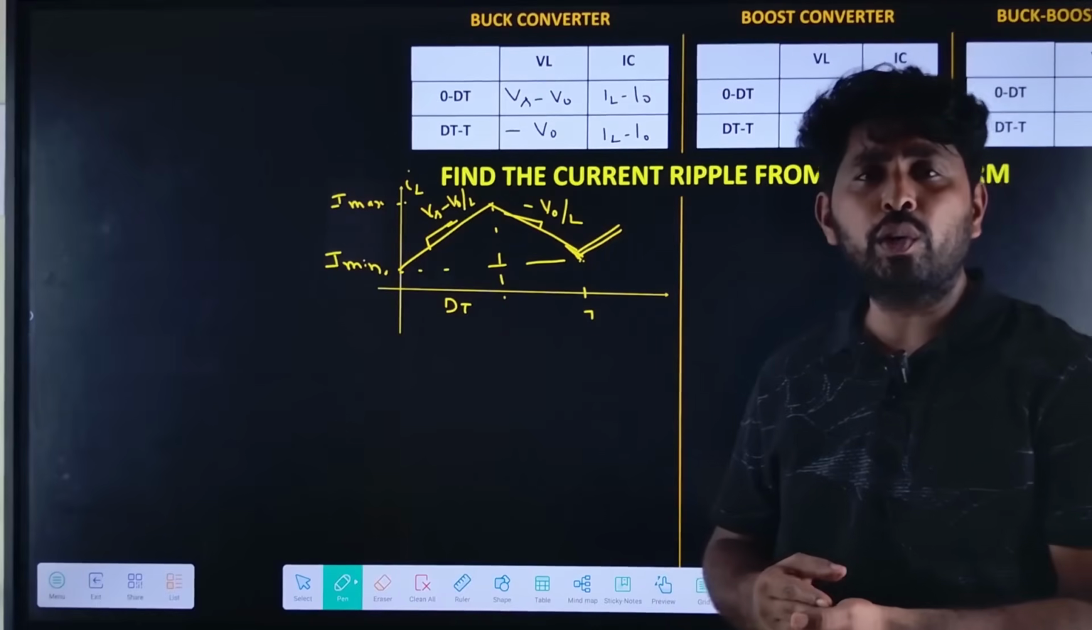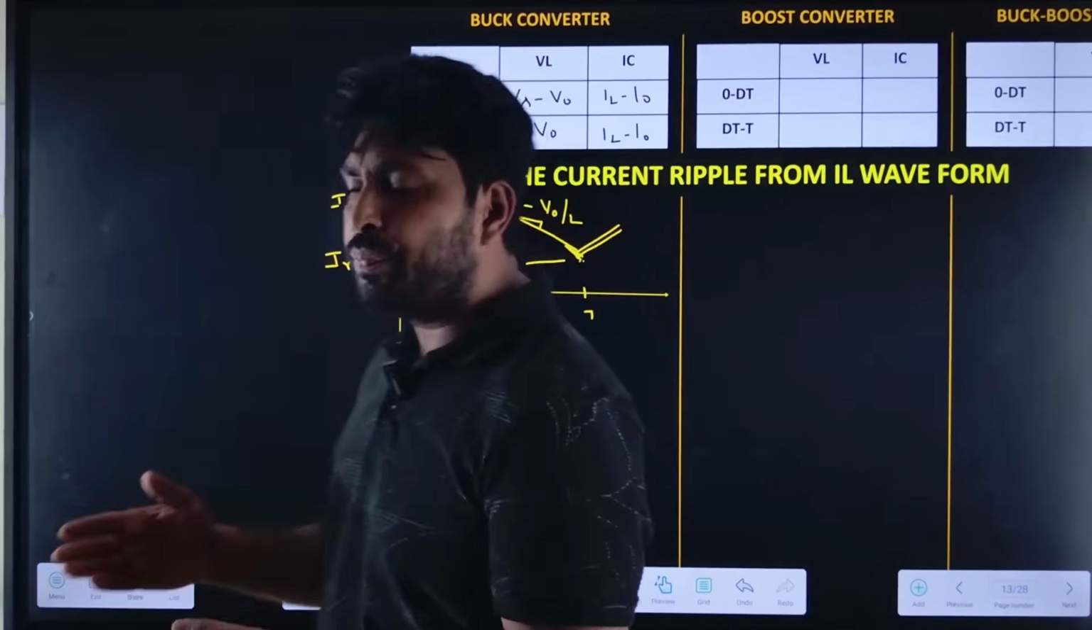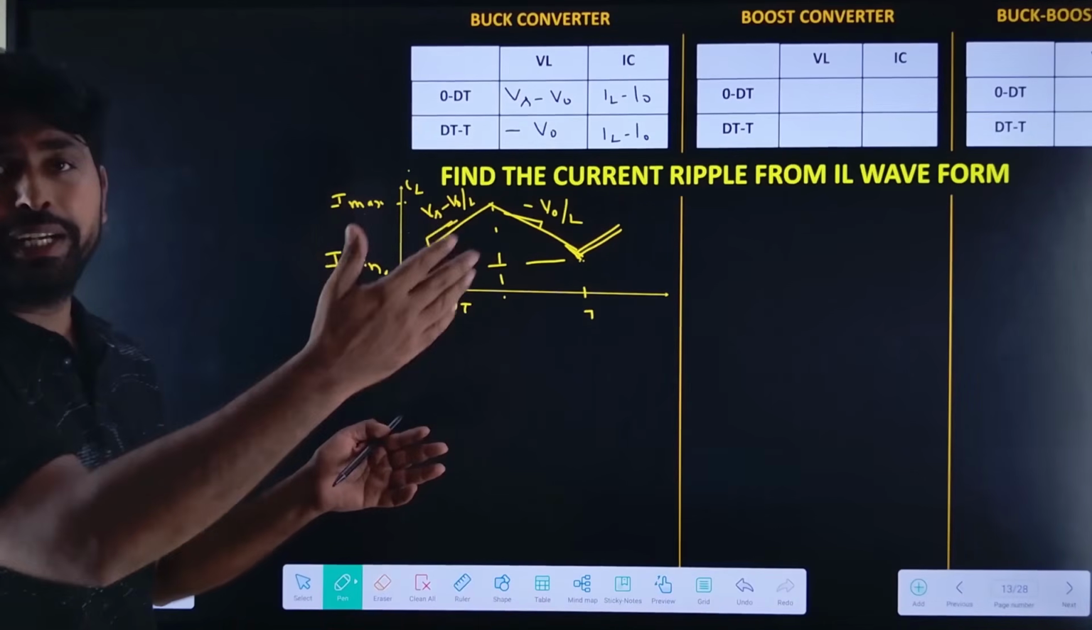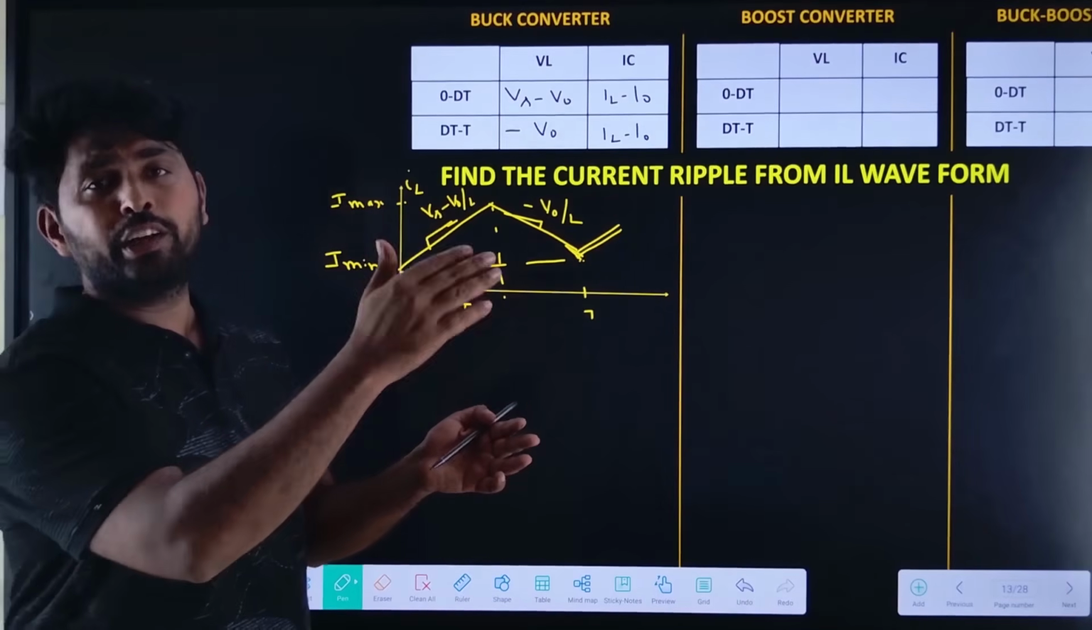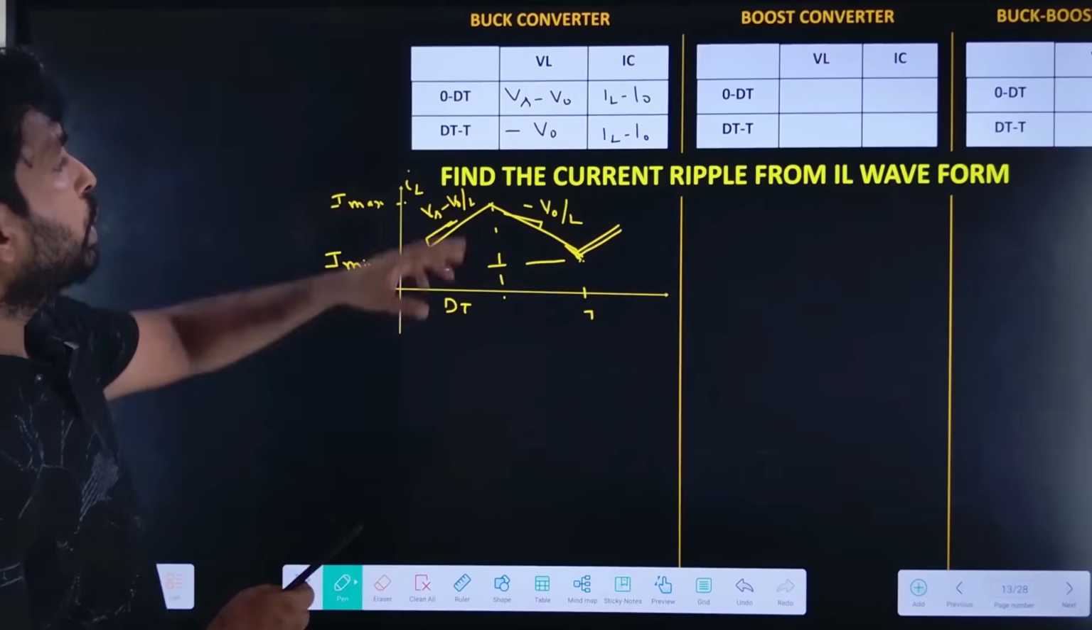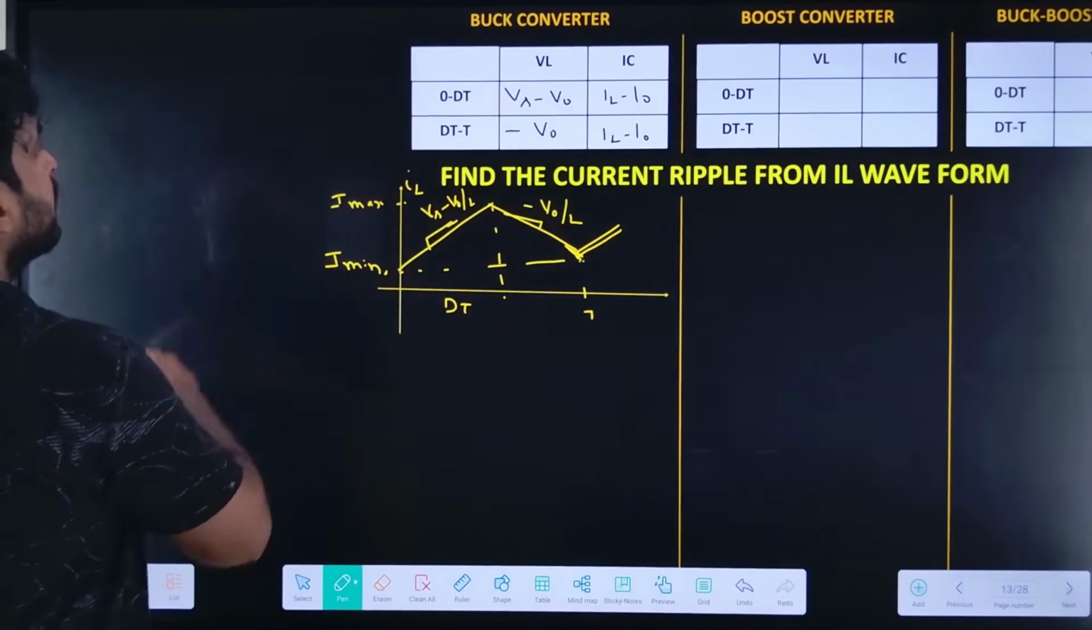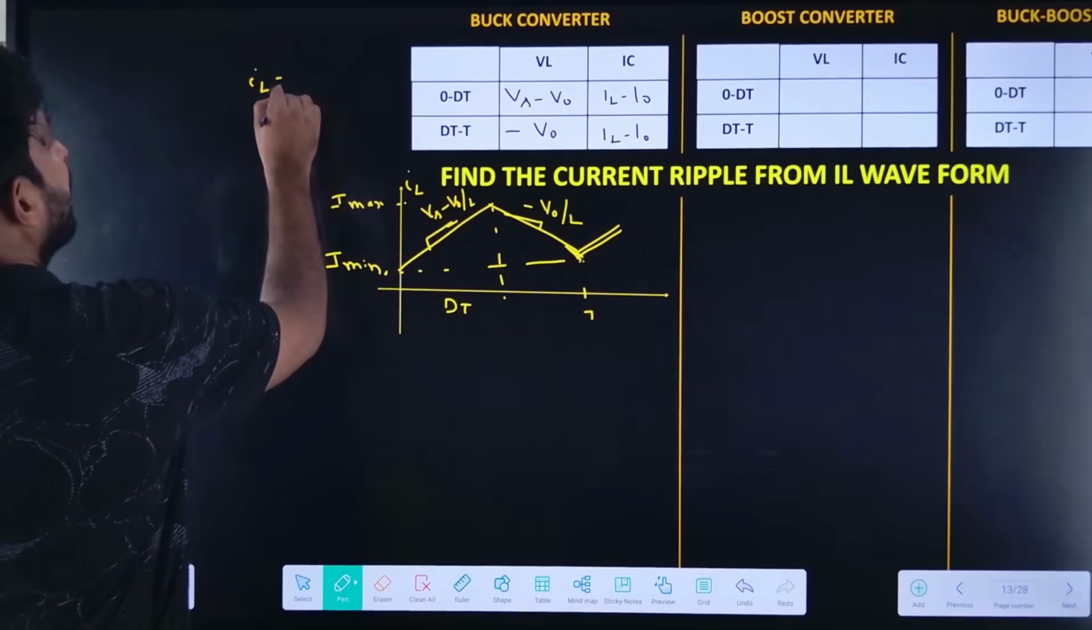Simple. VL equal to L dI by dt. So IL equal to 1 by L into the integration of VL dt. As you have seen, VL equal to L dI by dt.